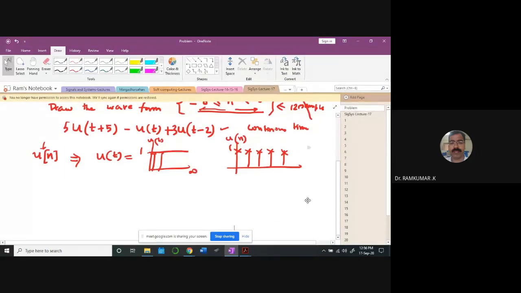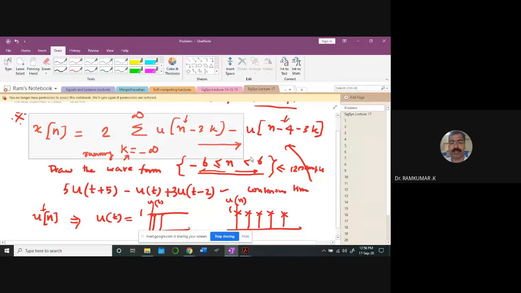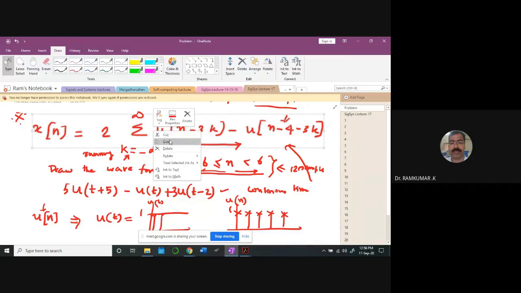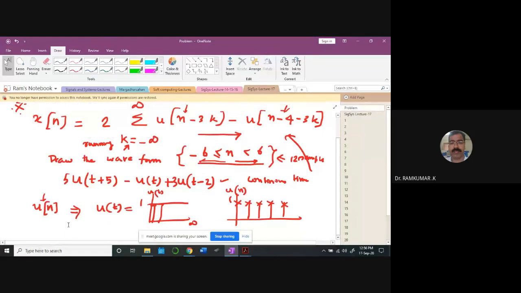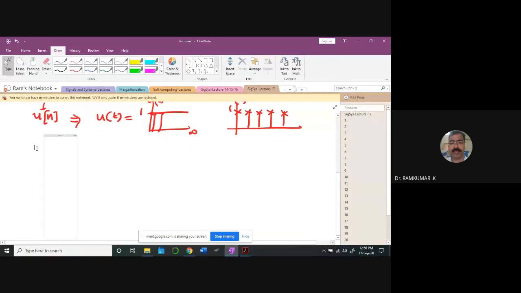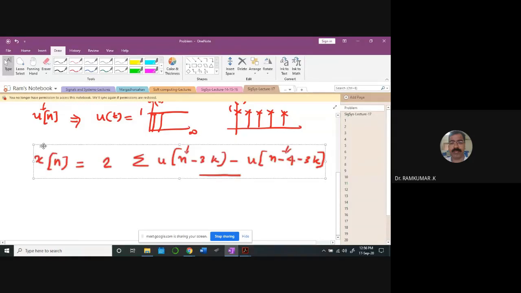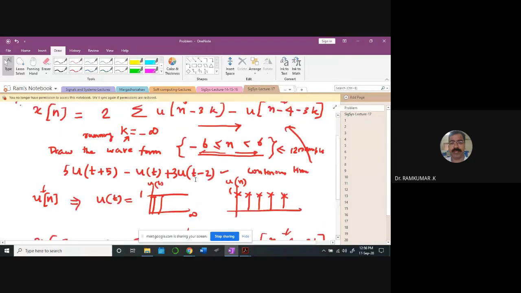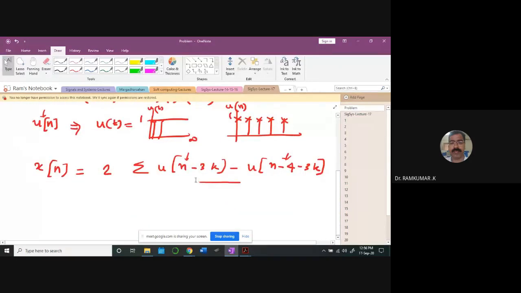You can do it comfortably. Look at what I'm doing. Practice it afterwards. You have to put in a little bit of effort. K equal to minus infinity to plus infinity. Look at the amplitude. Don't forget this amplitude. It is not a unit step signal. It's going to be an amplitude of 2 initially. So start with this value.